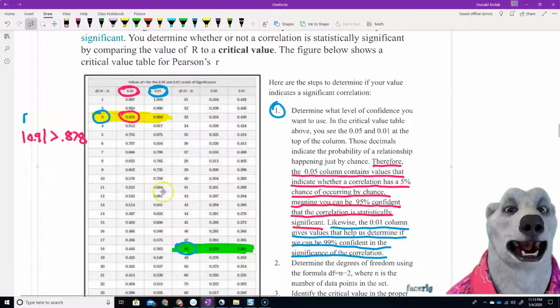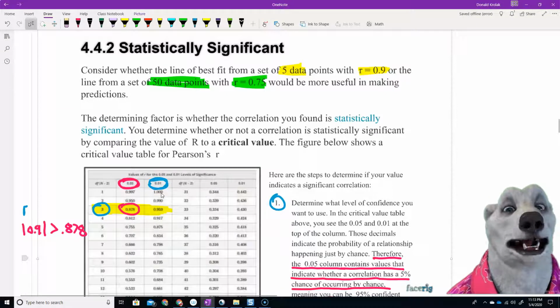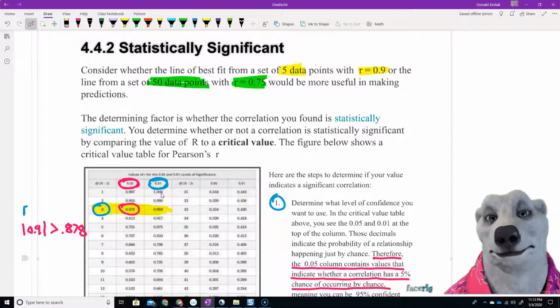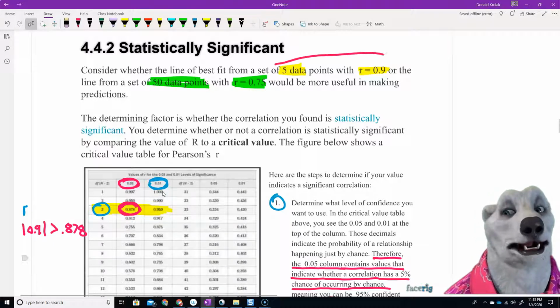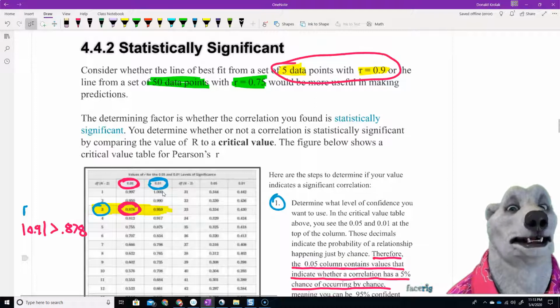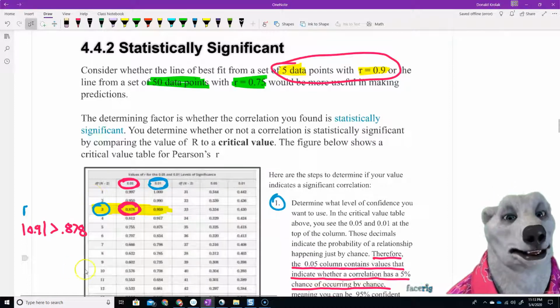Okay. So even though we only got 5 data points, that fits it. It satisfies the critical value. So it is okay. It is statistically significant. It reaches that threshold. This is fine for making decisions.